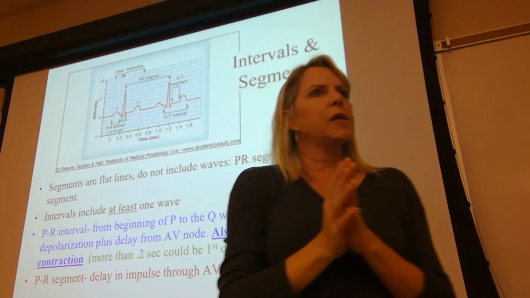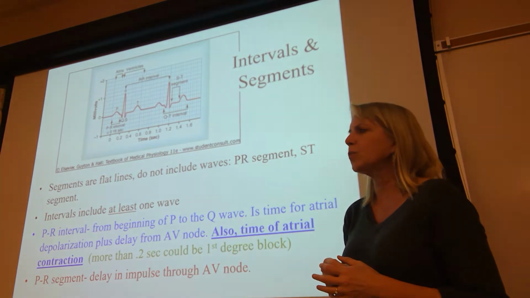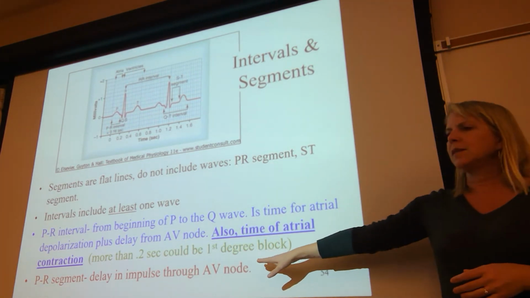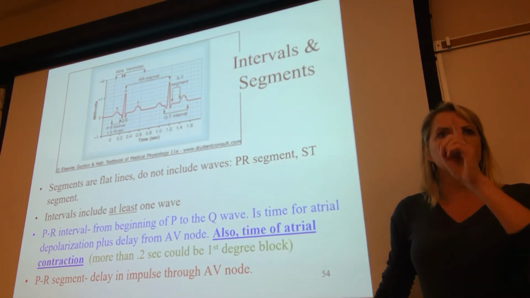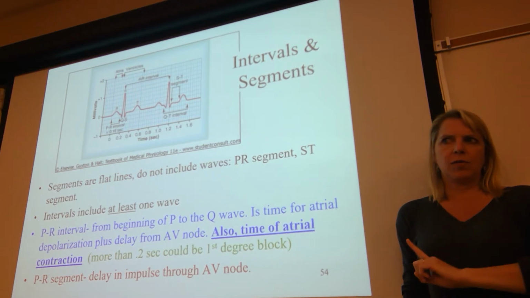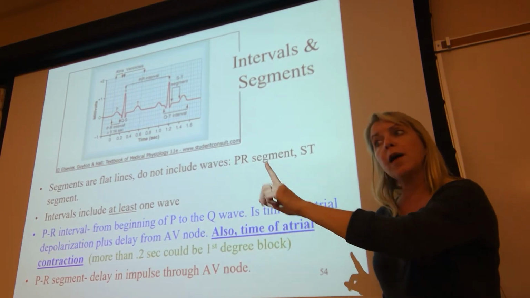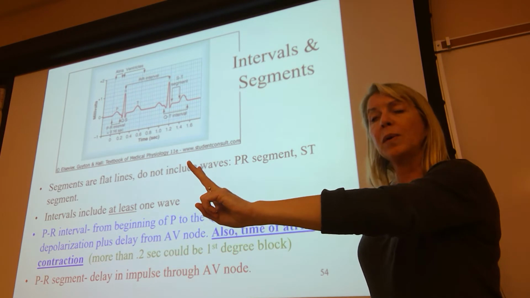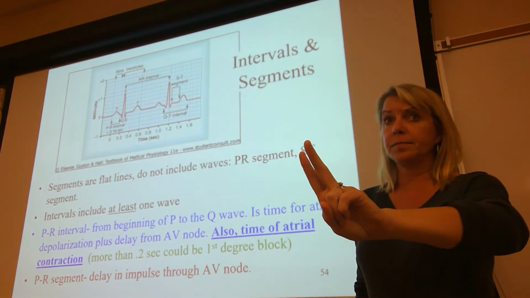The PR segment is important because it represents the delay through the AV node. Just the delay through the AV node, which is one of two places where we see a delay, right?